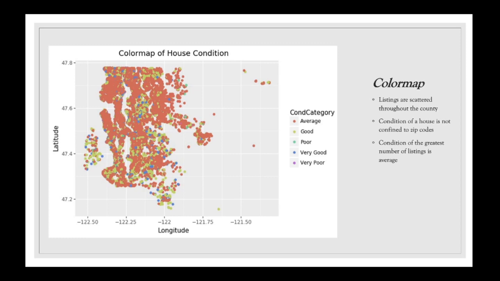And one thing to note is that the year built and the condition of the house have a negative correlation, which is to say that if the house is really old, then the condition becomes poorer and poorer, which is quite logical.